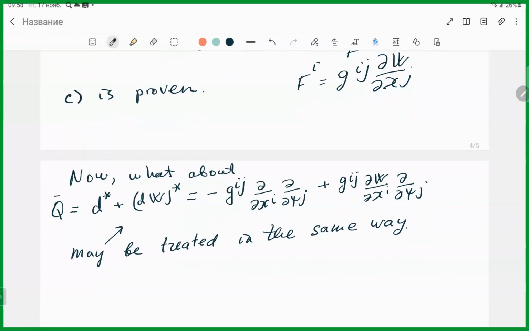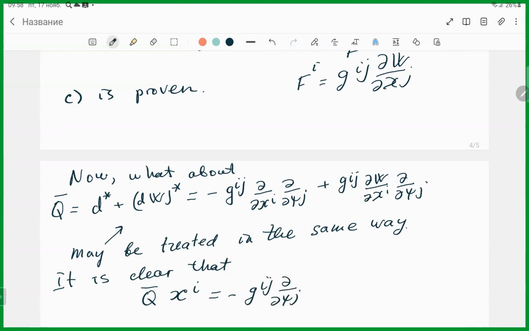I will still write it to bar. It is clear that q bar acting on xi is minus gij d over d psi j. So probably there is an overall minus sign somewhere here. So it is, okay, up to the minus, it is minus psi bar. So I'd like to write it like this, as expected.